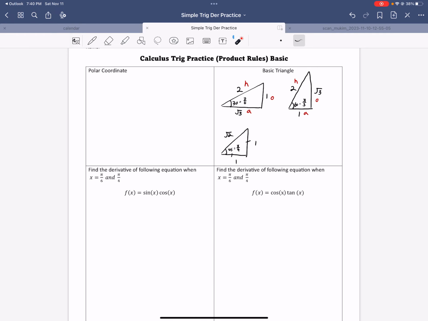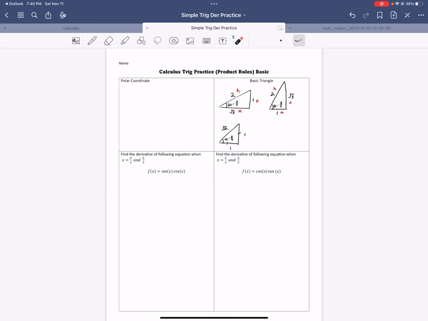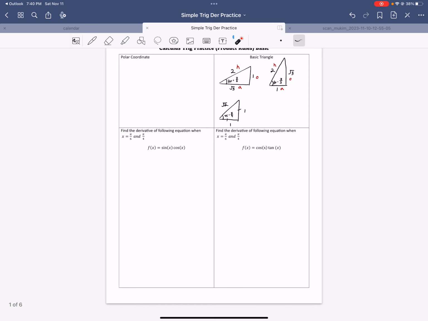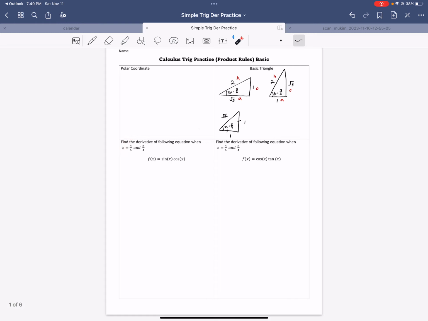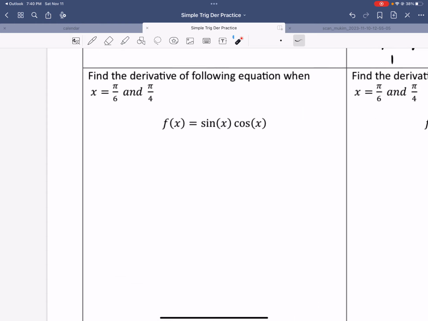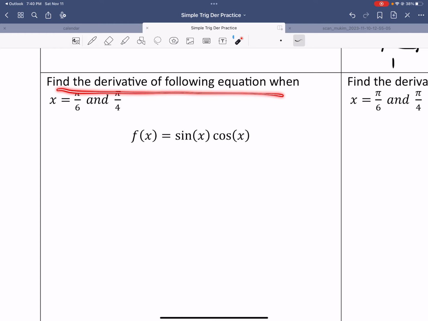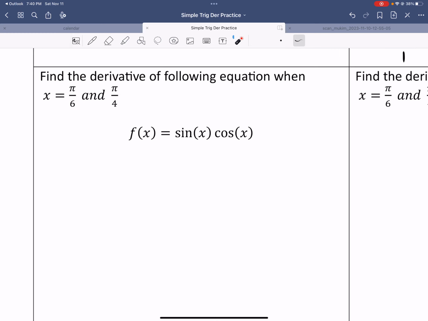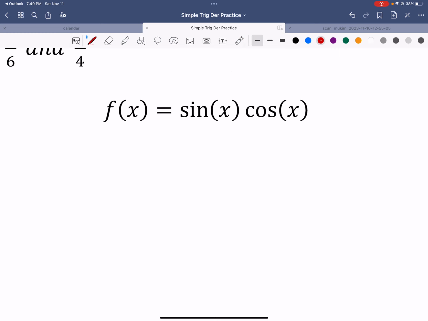So here we go. We're going to do this one. So that's the very basics that you can do. I will go over this, and you can go over this one, okay? So let's do this one. Find the derivative of the following equation when x is equal to this and this. So these are two questions in one. So let's do the derivative, okay?